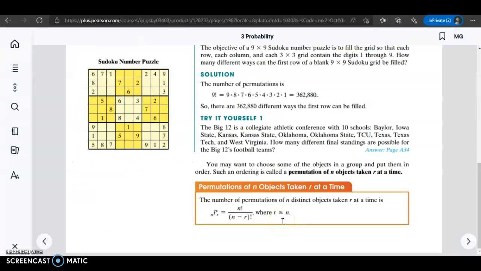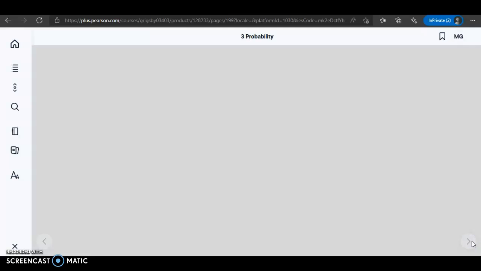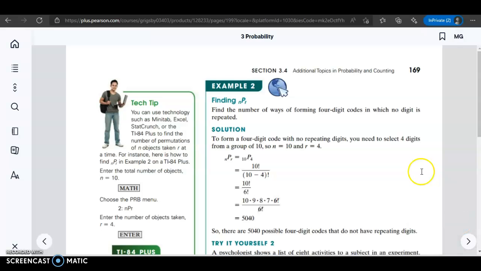So let's take a look at an example of where we might use this formula. So we have example 2 on page 169 on the topic of finding a permutation of r objects from n, nPr. The problem says: find the number of ways of forming 4-digit codes in which no digit is repeated.